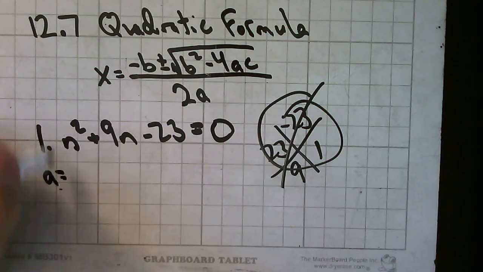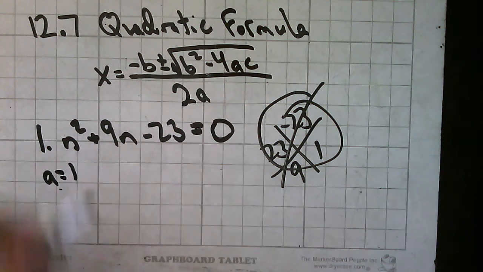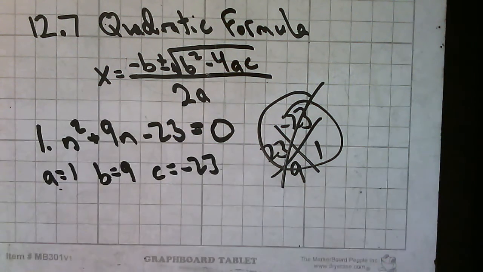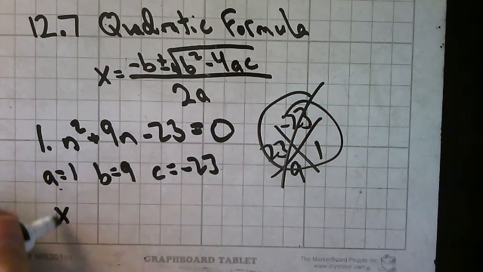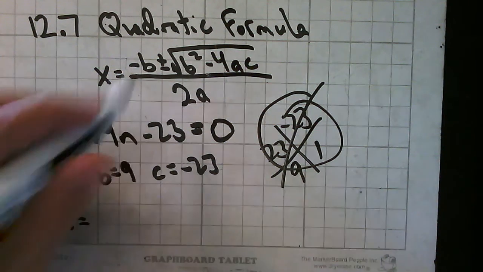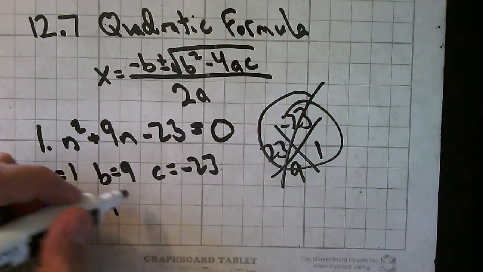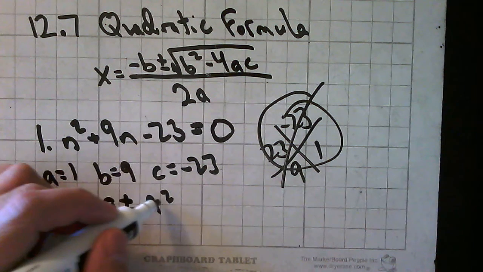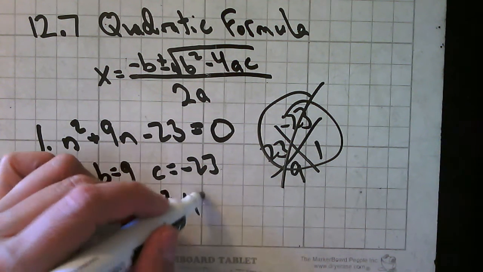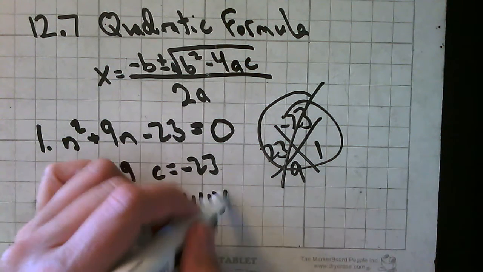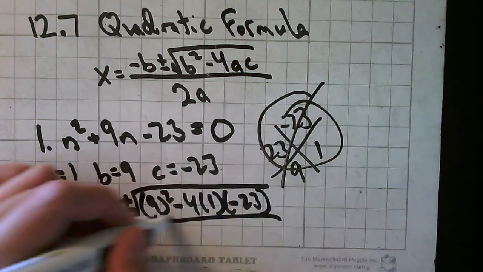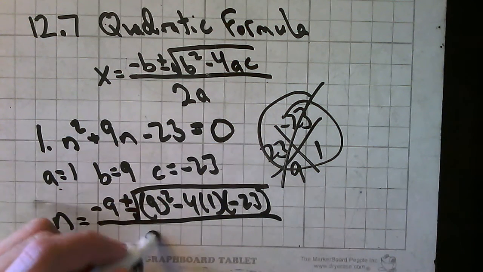So in this case, a equals 1 here. Our coefficient is 1. b is 9, and c is negative 23. So we're going to plug our numbers into the formula. We got, oops, not x this time. We're solving for n equals negative 9 plus or minus the square root of 9 squared minus 4 times 1 times negative 23, all over 2 times 1.